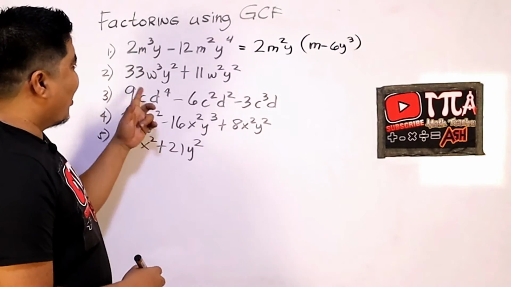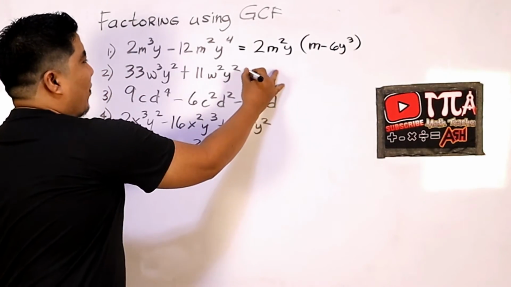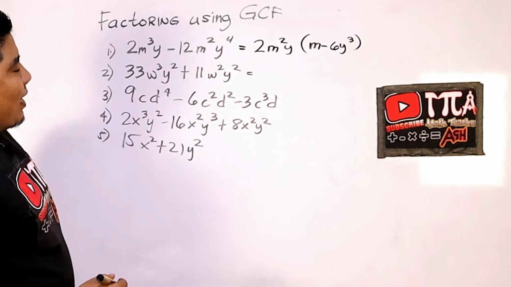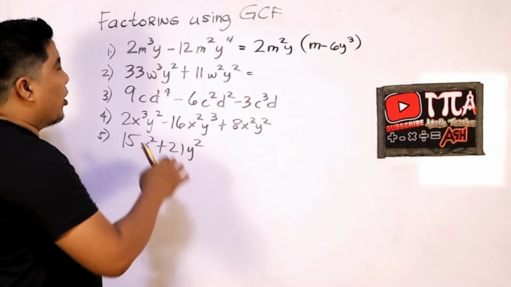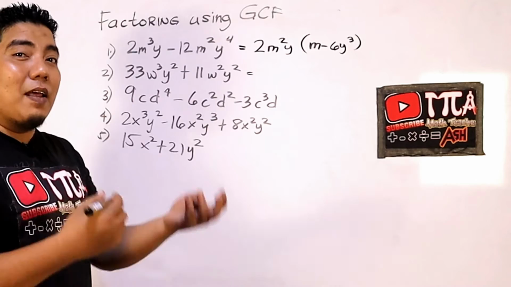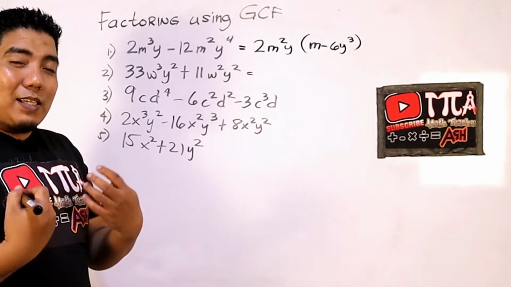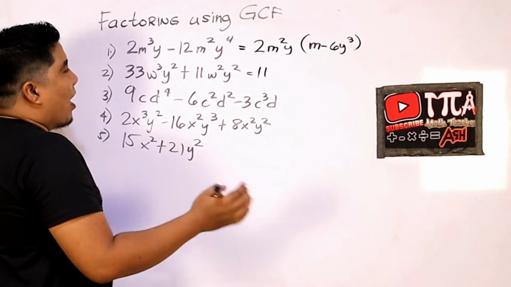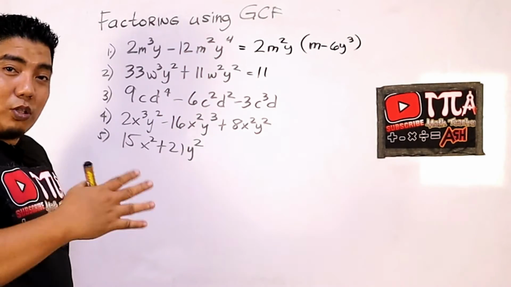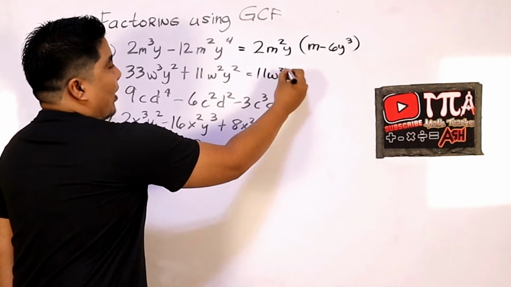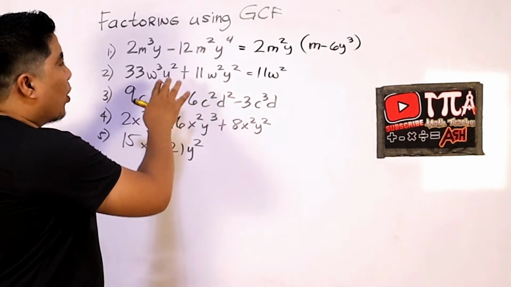Alright! Now, let's consider the second example. We have here 33w cubed squared y squared plus 11w squared y squared. Okay, 33 and 11. What is the greatest common factor? Or what number can be divided by 11 as well as by 33? Okay, very good. That is 11. How about w? We have also 2 w's. So we will get the lower exponent, and that is w squared. How about y?